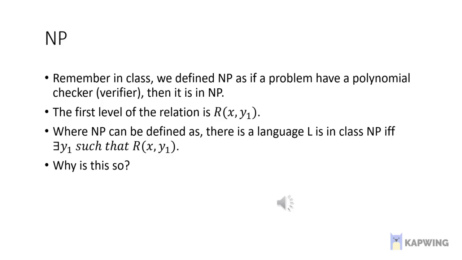And I'm gonna say we can describe this guessing and checking trick by the relation. So it is something like this. A language L is in the class NP if and only if there exists a y1 such that the relation R of x and y1 holds. But why is this so? I'm gonna provide a solid example on the next slides.